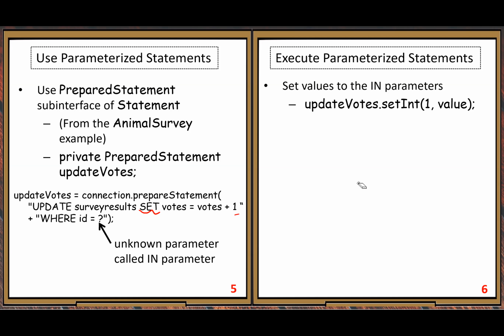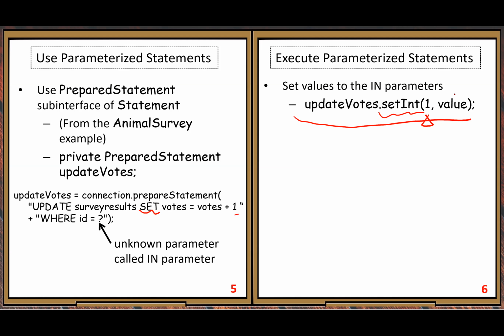Still from the animal survey example, we use this line: update votes dot set integer. Because the vote field number should be an integer value, that's why we should call the set int method.